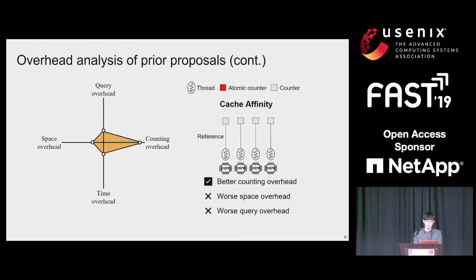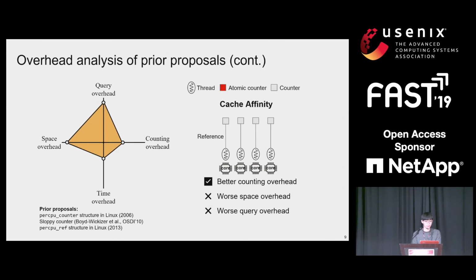Next are schemes developed based on cache affinity. Cache affinity-based schemes are developed to minimize cache misses. And this is done by maintaining a reference counter per core. So the cache affinity-based schemes basically achieve better counting overhead. The problem is, since they maintain per-core reference counters, they show worse space overhead and worse query overhead. And this is shown in the figure. Prior work belonging to this category is shown below, and it is implemented in Linux device drivers.